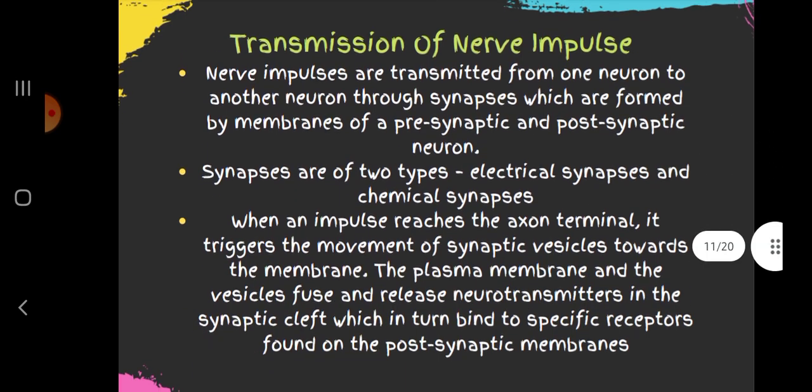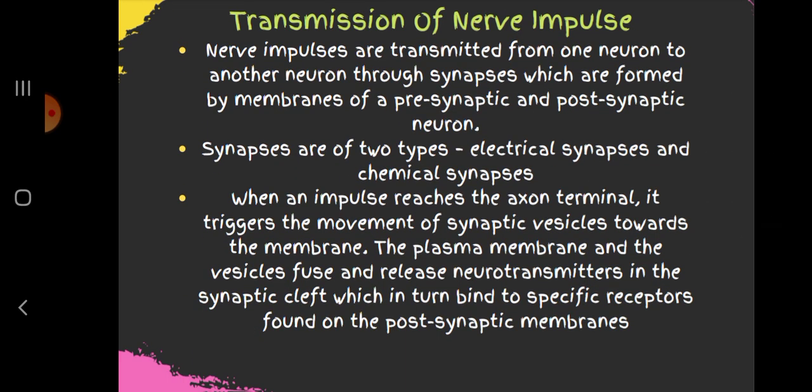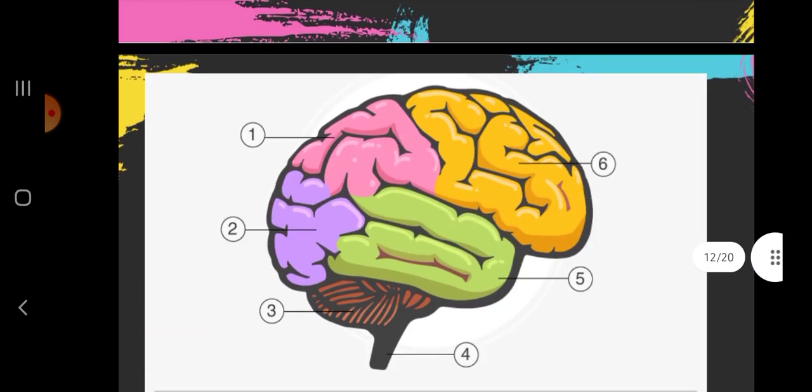Transmission of nerve impulse. Nerve impulses are transmitted from one neuron to another neuron through synapses, which are formed by the membrane of a presynaptic and postsynaptic neuron. Synapses are of two types, electrical and chemical. When an impulse reaches the axon terminal, it triggers the movement of the synaptic vesicles towards the membrane. The plasma membrane and the vesicle fuse and release neurotransmitters in the synaptic cleft, which in turn bind to specific receptors found on the postsynaptic membrane.